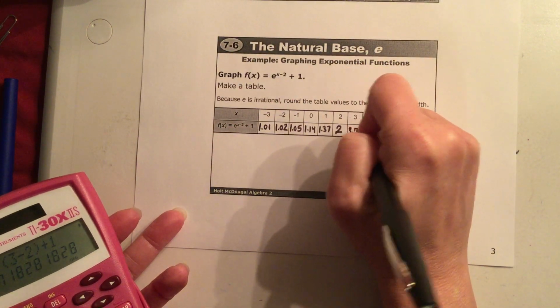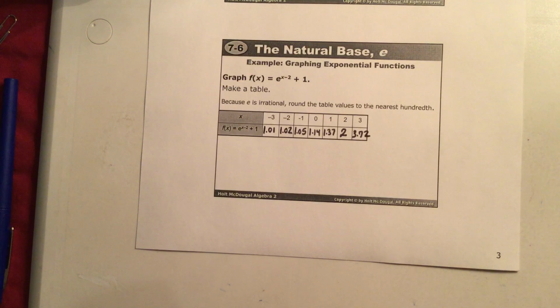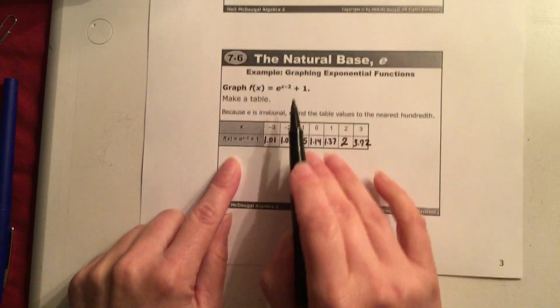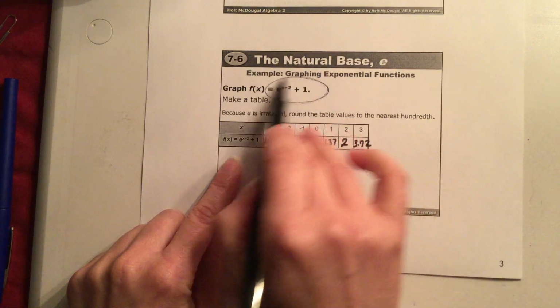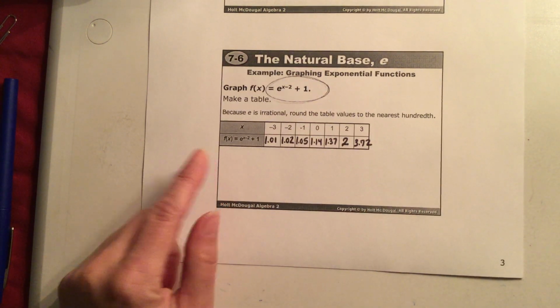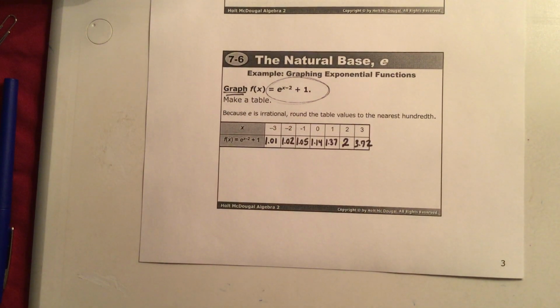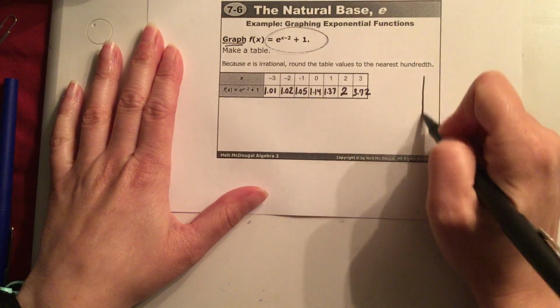So this is what you're doing on your worksheet. Your worksheet has 3 problems like this. You need to fill out an XY table showing me that you know how to calculate a base of E in the calculator. Super cool. Then you're going to graph. I do have a grid provided for you. For us, we're just going to go ahead and draw it.